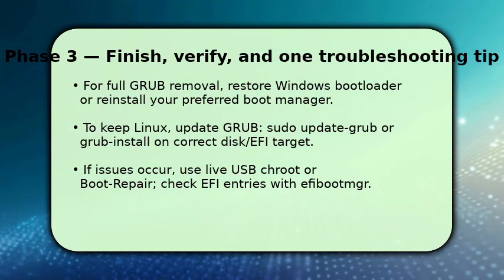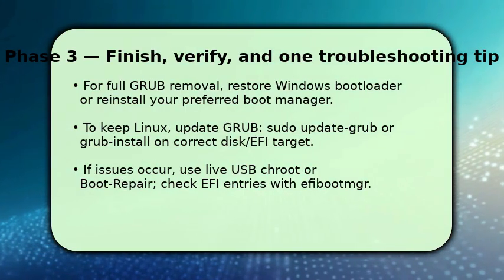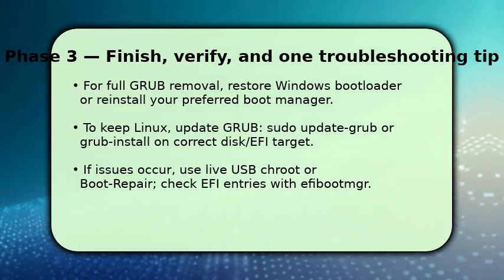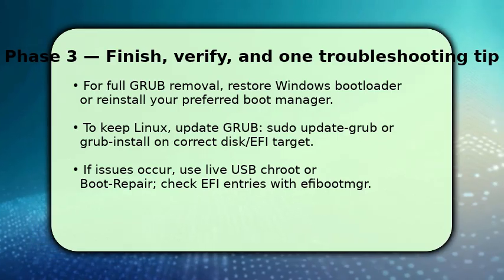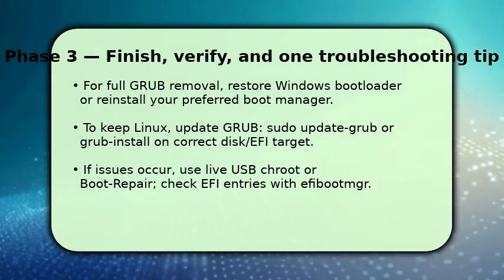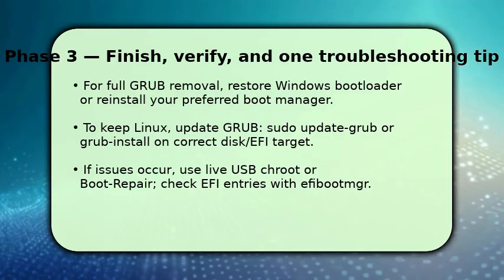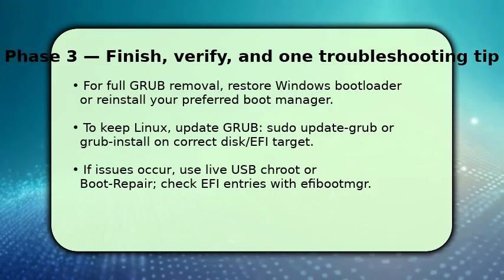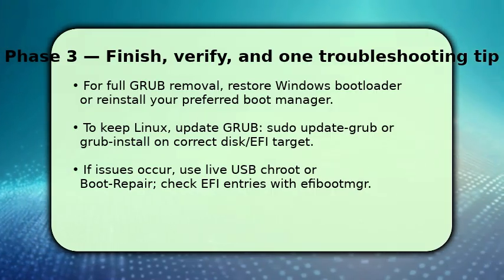Finally, decide whether to remove or repair GRUB. If you want Windows back, boot Windows Recovery and run bootrec /fixmbr and /fixboot. This removes GRUB. If keeping Linux, mount your root and EFI, chroot from the live USB and run grub-install and sudo update-grub to regenerate entries. Once done, reboot and confirm the system boots.